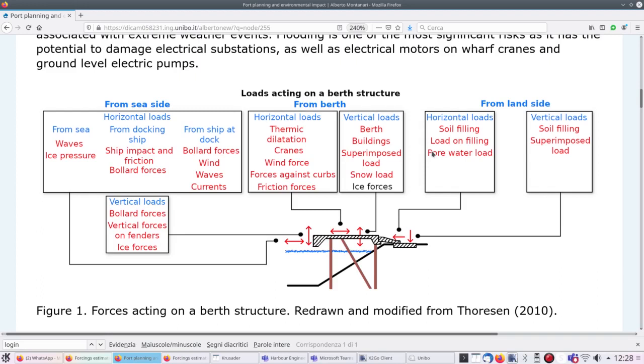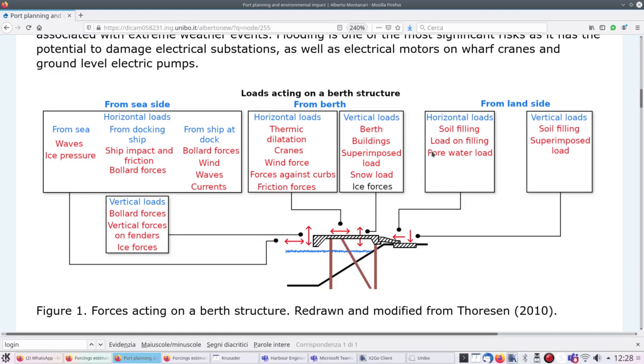the range of oscillation of the ship, once that we know what is the range of up and down movement of the ship, then we can estimate the vertical forces on fenders and also the vertical bollard forces. And then the ice forces, they can also have a vertical component. And this is something that we discussed, not everything from the seaside, not everything, because we didn't consider ice, we didn't consider ship impact, but basically this is the subject of the lecture that we already had.